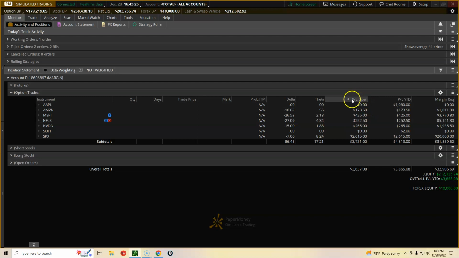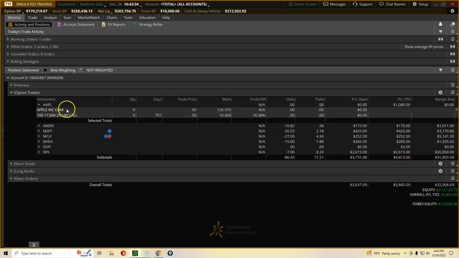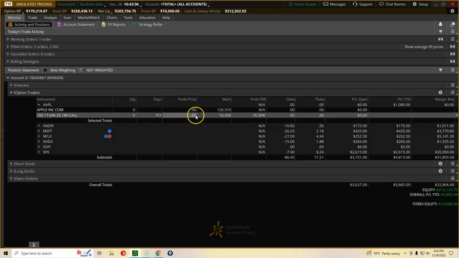Look at this, profit and loss since open is at 0. And this one's at 0. Let's take a look at that. Boom. Investigate. Oh, look at this. Trade price 0. Delta, theta 0, 0.